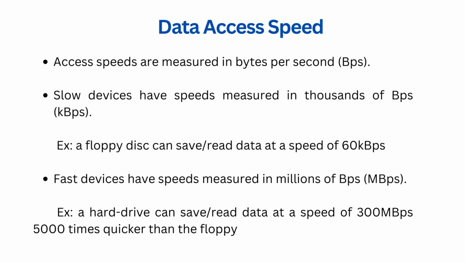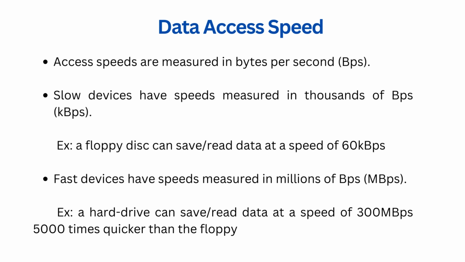And then we need to discuss the data access speed. Some storage devices can access data very quickly, while others are extremely slow. Access speeds are measured in bytes per second. We call it Mbps. Slow devices have speeds measured in thousands of bytes per second, so we normally say kBps, kilobytes per second.